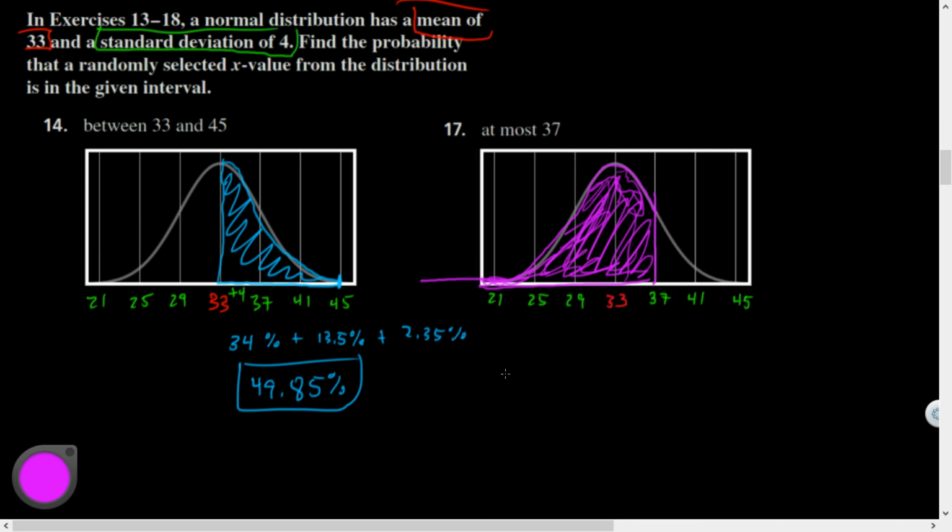So if I want to calculate the area of all of this, watch, this is how I'm going to do it. I'm going to count that the same as half plus this. So this is 50%, right? Everything to the left of the mean. Do you guys agree? And everything in here is what percent? What's that, 34%? So this is going to be 84% of my data is 37 or less. Okay? So that's how you set these up.